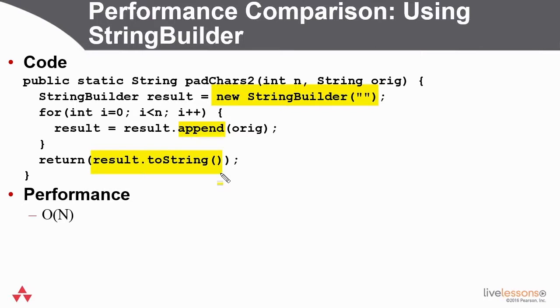So what's the performance? Well, since it's mutable, the performance is linearly associated with the number of characters. In other words, if I make the n twice as big as it was before, it takes 2 times longer. If I make n 10 times bigger than it was before, it takes 10 times longer. You can't possibly do any better than this, so this is the optimal solution.